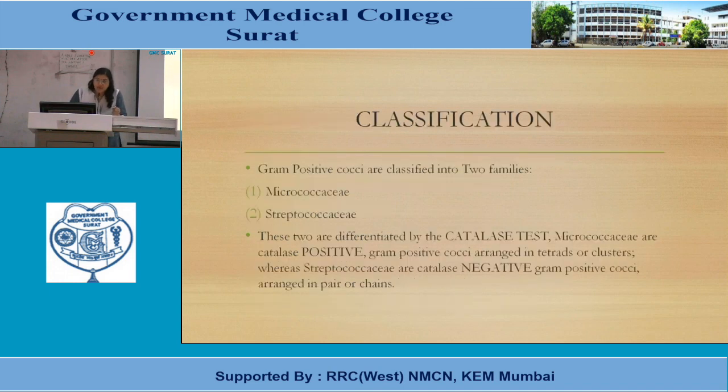The gram-positive cocci, if we classify, they can be classified into two families, the Micrococci and Streptococci. These two families are differentiated by the catalase test. The Micrococci are catalase positive, gram-positive cocci, arranged in tetrads or clusters, while Streptococci are catalase negative, gram-positive cocci, arranged in pairs or chains.